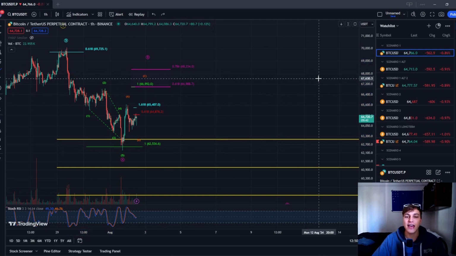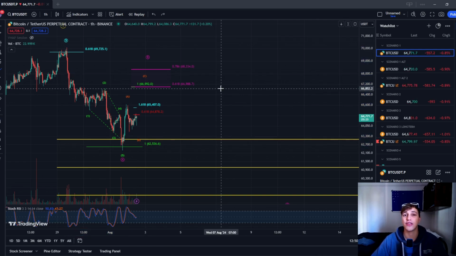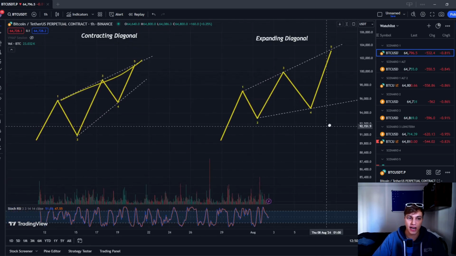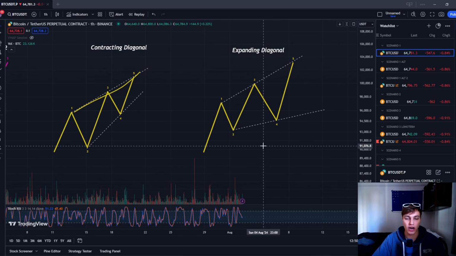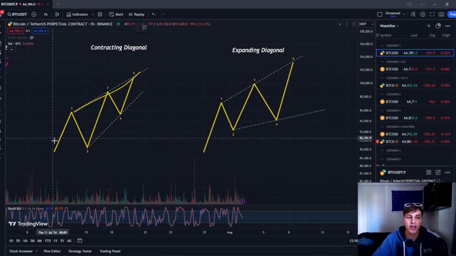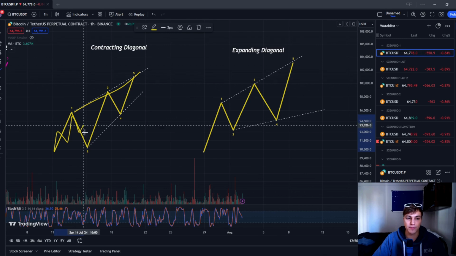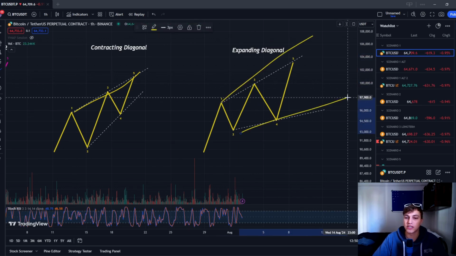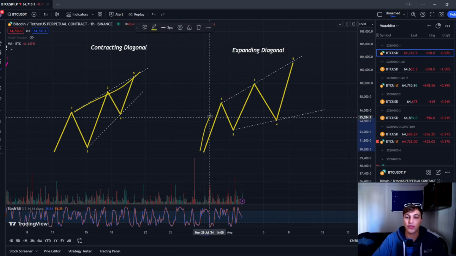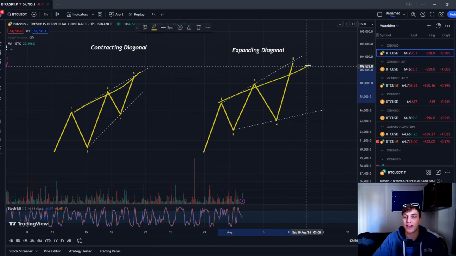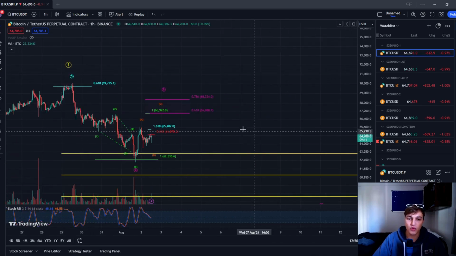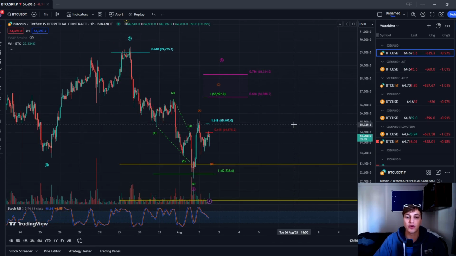In a diagonal, every move must be a 3 wave count. So if I do some education for you guys, this is how two diagonals should look. Either a contracting diagonal with in each wave an ABC structure like that and following into the rest of the waves, or an expanding diagonal which is the exact same thing with 3 waves in each count except they expand. Now on our chart at the moment we have a contracting diagonal, the most common one.